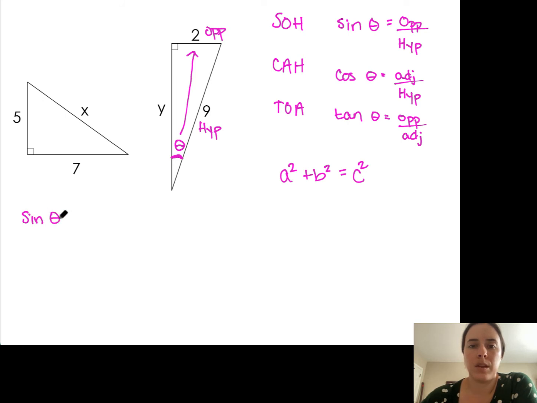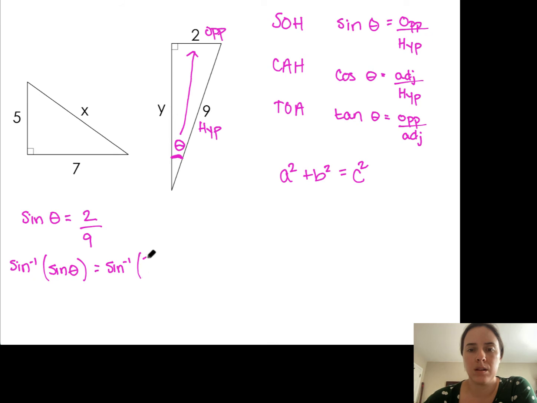So we know that the sine of theta is opposite, which is 2, over the hypotenuse, which is 9. We need to break theta out of its sine prison. So to get rid of a sine, we need to do the opposite. So let's take the inverse sine of both sides. So the inverse sine of sine theta is equal to the inverse sine of 2 over 9. Inverse sine of a sine cancels out, leaves us with just theta. So theta is equal to the inverse sine of 2 over 9.